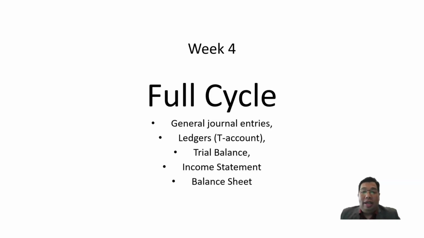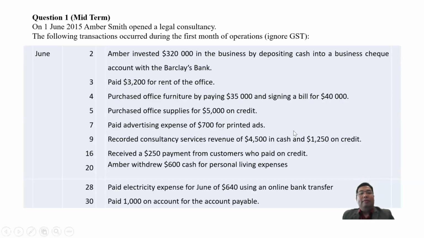Okay, let us look at this example. This is a midterm question that was tested before. On 1st June, Amber Smith opened a legal consultancy firm. You are given a list of transactions. Amber invested a sum of money, and the transactions run until the end of 30th June. Your first task will be to record the journal entry. But before that, we need to understand what all these transactions are about.